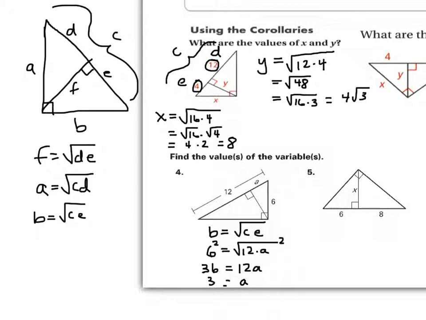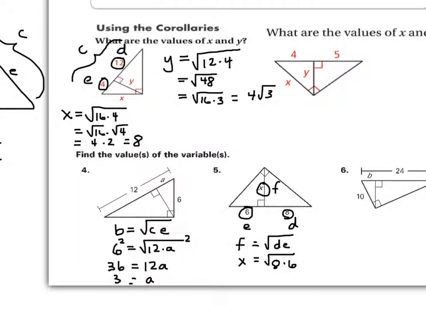Let's take a look at number 5. As you can see on number 5, this is F. This right here is E. And this right here is D. So I need to find F. F equals the square root of D times E. F is X. The square root of D, which is 8, times E, which is 6. So now this is going to be the square root of 48, which is going to be the square root of 16 times 3, which is going to be 4 times the square root of 3. So X is going to be 4 times the square root of 3.